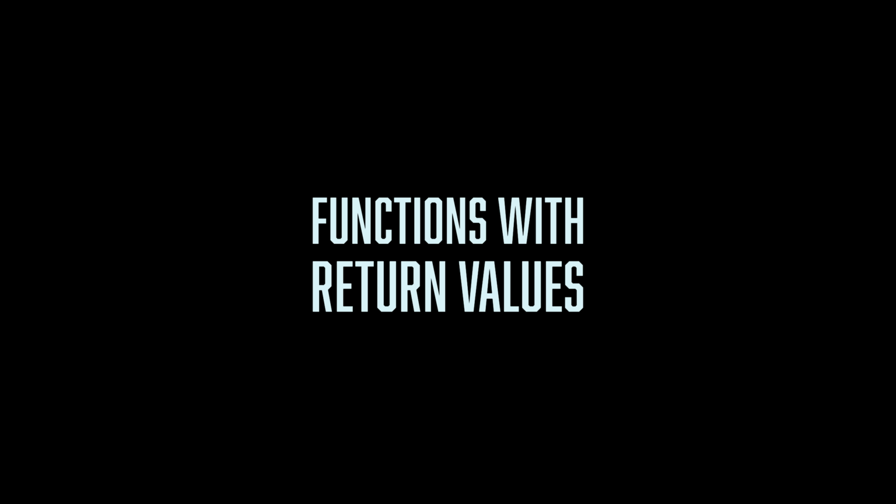Alright, now let's talk about how functions can return values in Rust. When a function returns something, we specify the return type after an arrow. It's just a dash followed by a greater than symbol. Let's dive into the code and look at a couple of examples.